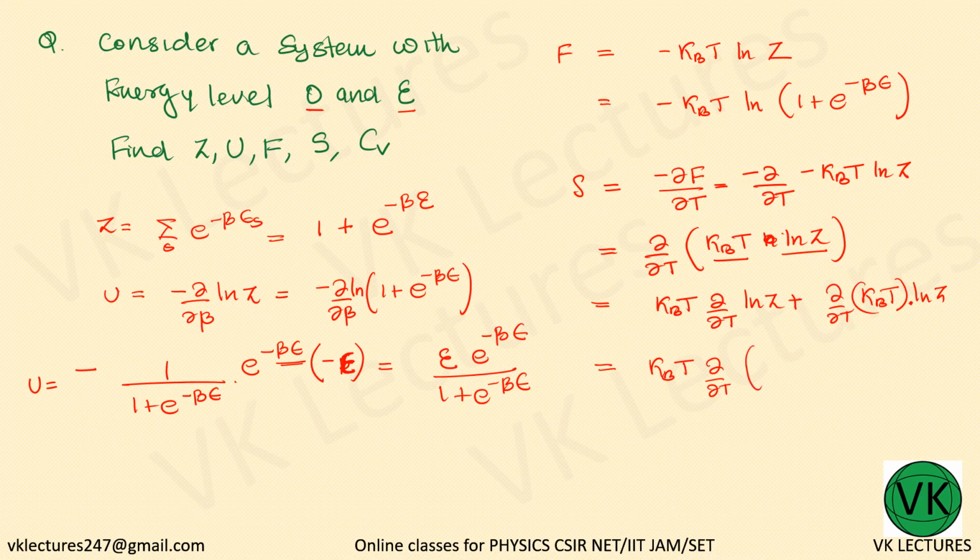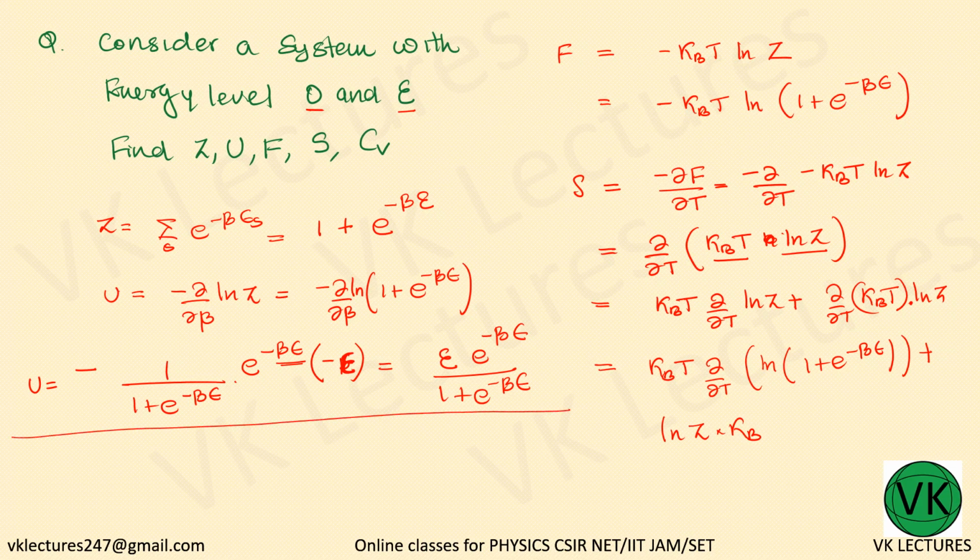What is log Z? Log of Z, we have 1 plus e to the power minus beta e, plus log Z into ∂/∂T of kBT, which is nothing but kB. So kB times log Z for the second term, plus here we have the term kBT times ∂/∂T. This ∂/∂T we already know how to replace with minus 1 by kBT square.